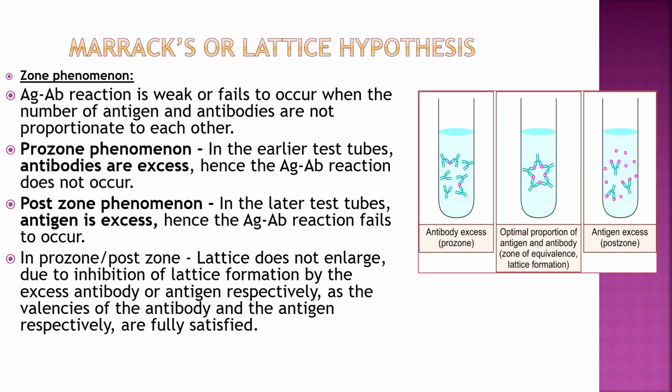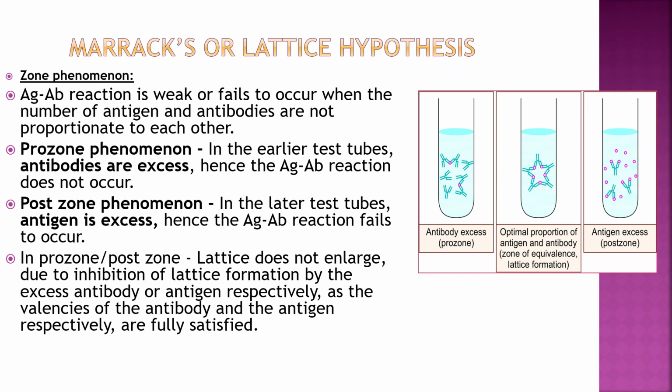Mauch's lattice hypothesis. So it is the zone phenomenon. The antigen-antibody reaction is weak or fails to occur when the numbers of antigen and antibodies are not proportionate to each other. So first is the prozone phenomenon. In the earlier test tubes, antibodies are in excess. Hence, the antigen-antibody reaction does not occur. So it is antibody excess.